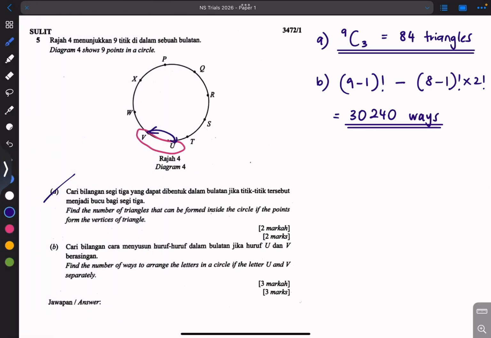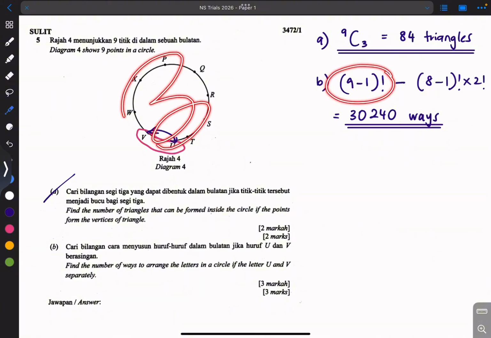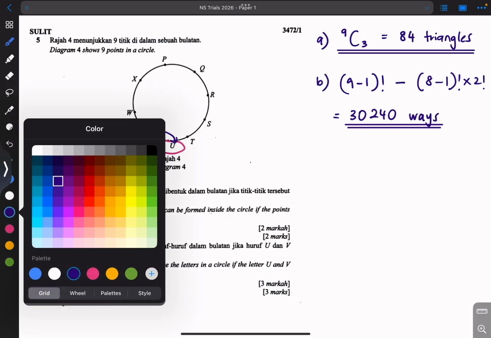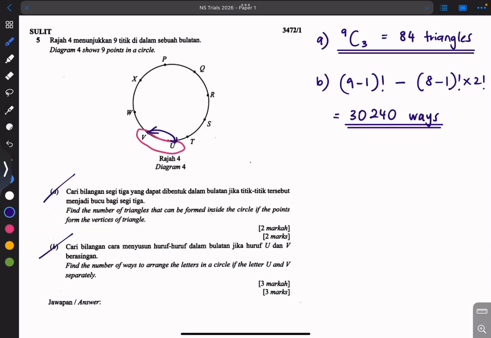Done. So this is with no condition. That means everything is mixed, in a circle. This is when we tie them up together. So if we subtract the tied-up case from the no condition at all, we will get how many ways to separate them, how many ways we can arrange with them being separated. That is B. Done.